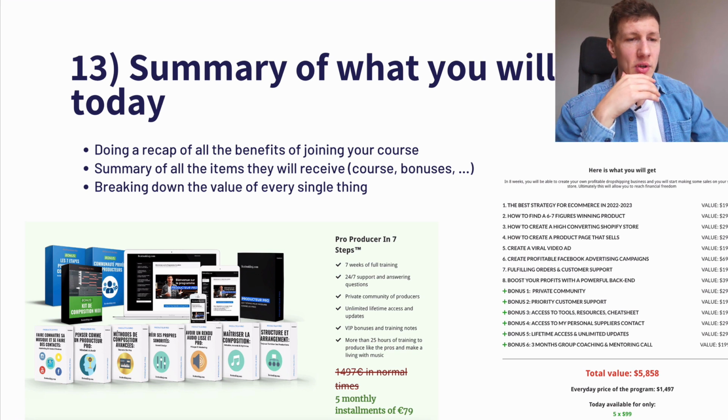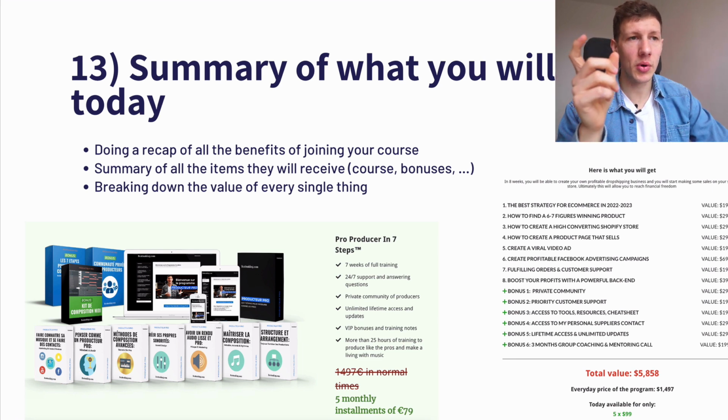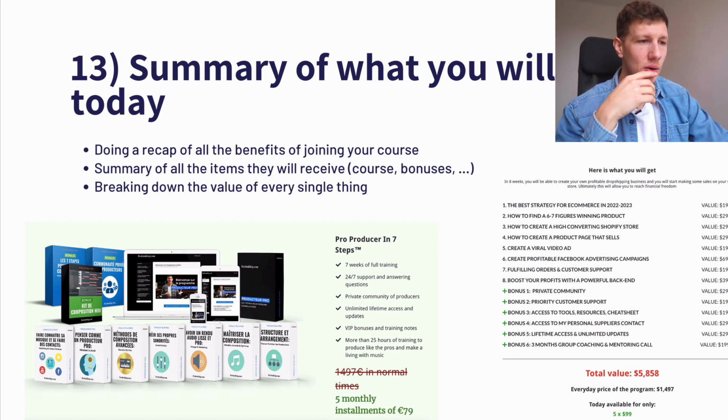And then at the end of the sales page, you want to make a summary of what you will get today, showing them the value of what they will get, doing a recap of all the benefits of joining your course, breaking down the value of every single thing, and showing them, okay, if I were to sell that separately, it would be $200, $300, $400, and then stack them up and show what's the total value. And the total value should be at least 10x the actual price that you're selling your product.